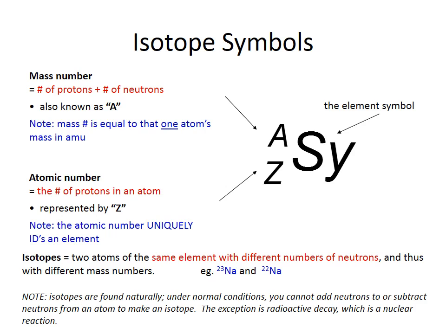I can't have 0.2 protons. So I have 1 or 2 protons. So when I count up my protons and neutrons and add them up together, I get a whole number, and that will be my mass number. And that is the mass number for that one atom.